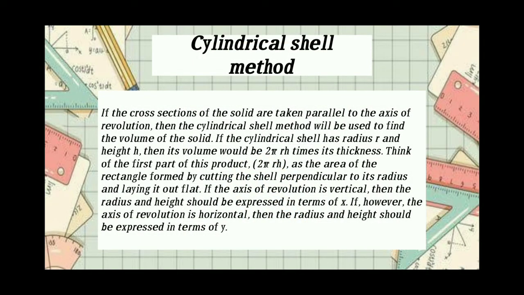The last method is the cylindrical shell method. The cylindrical shell method is used when the cross-sections of the solid are taken parallel to the axis of revolution. Then the cylindrical shell method will be used to find the volume of the solid. If the cylindrical shell has a radius r and a height h, then its volume would be 2 pi rh, or 2 times pi times radius times height times its thickness. Think of the first part of the product, 2 pi rh, as the area of the rectangle formed by cutting the shell perpendicular to its radius and laying it out flat.